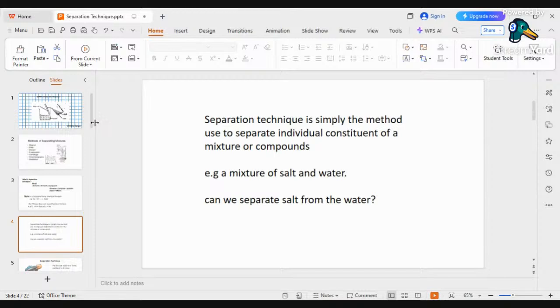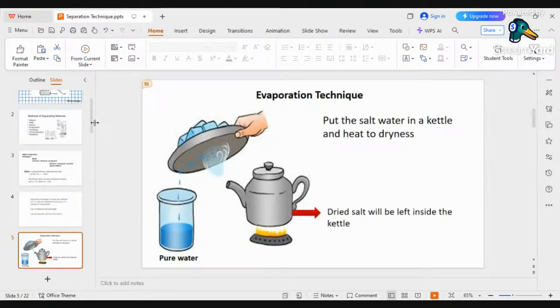How can you do this? Now, this will lead us to our first separation technique. And for that first separation technique, we'll look at the evaporation technique.